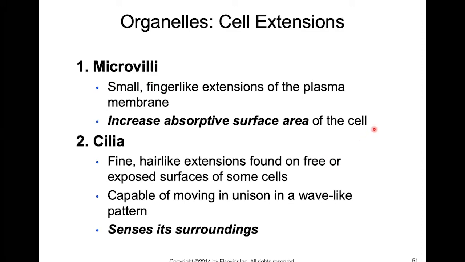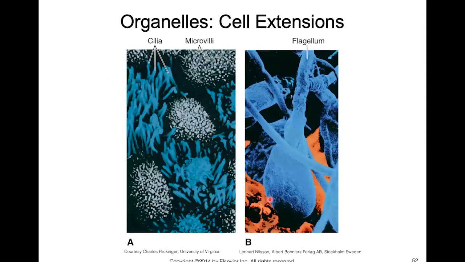On the surfaces of the cells found within our small intestine, because one of the roles there in the small intestine is the absorption of nutrients. Okay, so microvilli are those small finger-like extensions of the plasma membrane helping to increase the absorptive surface of the cell. Cilia, these are hair-like extensions, and this can be used by a cell to sense its surroundings, but also, this is key, capable of moving in unison in a wave-like pattern.